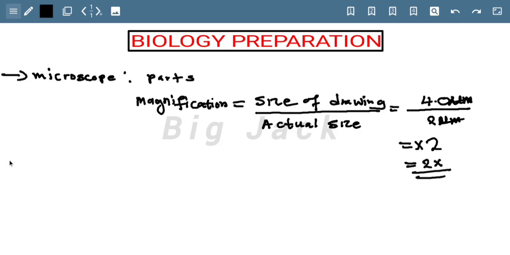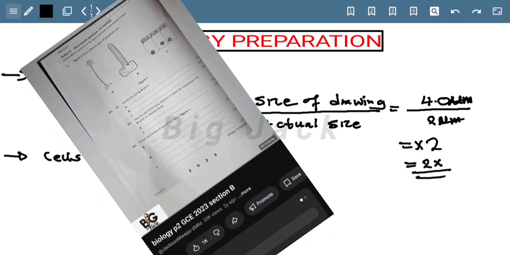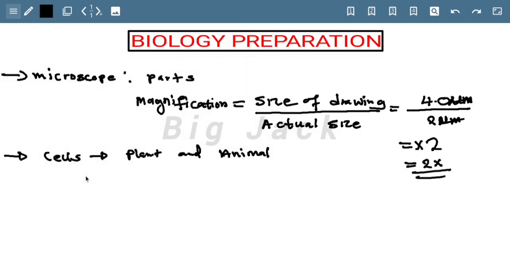Apart from the microscope, what should you know? You need to know the cells. About cells, you need to know the types, a plant cell and an animal cell. But I think in the exam they can't ask you to identify which one is a plant cell and which is an animal cell, unless for grade 9s. What is important is that you know the differences between a plant cell and an animal cell in terms of structures, like the chloroplast and the vacuole, and also in terms of shape, fixed shape and irregular shape. Those things are very, very important.